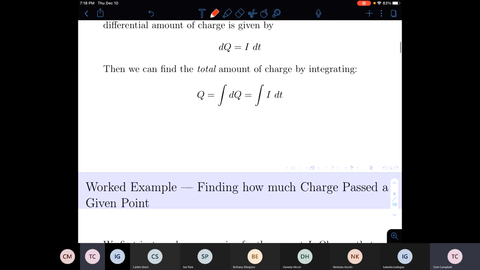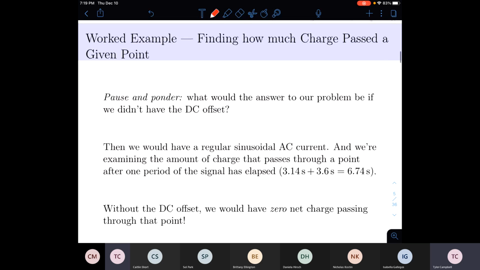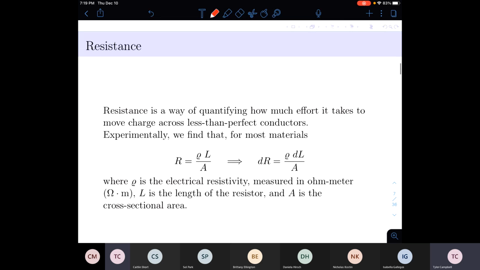That's an example. Obviously, we can work backwards and integrate our current with respect to time to find charge. So just remember the relationship between current and charge. The derivative of charge is current. The integral of current is charge, working back and forth. So a lot of examples here, which we can go over if you guys have any questions.